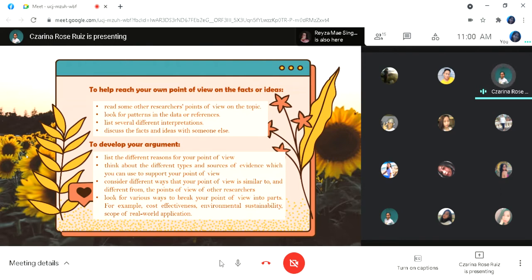Think about the different types of resources and evidence which you can use to support your point of view. Consider different ways that your point of view is similar to and different from the points of view of other researchers. Look for various ways to break your point of view into parts, for example, cost effectiveness, environmental sustainability, scope of real world application.